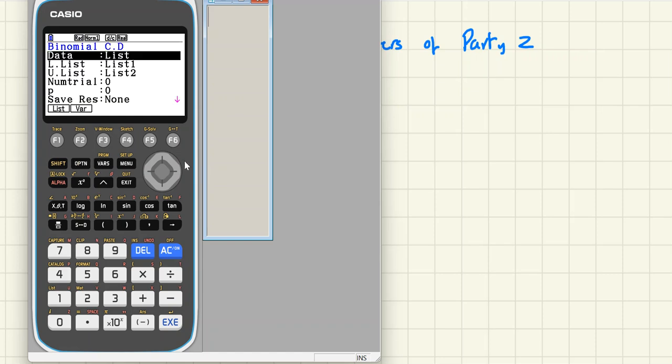Okay. I don't want a list because I've not put data in, so I'm going to change that. I need to do it here. Look, list or variable. So I'm going to change that to variable. Now I want greater than or equal to 45. So my lower bound is going to be 45, and my upper is just going to be a really big number. So I'm going to put 1 times 10 to the power of 99.